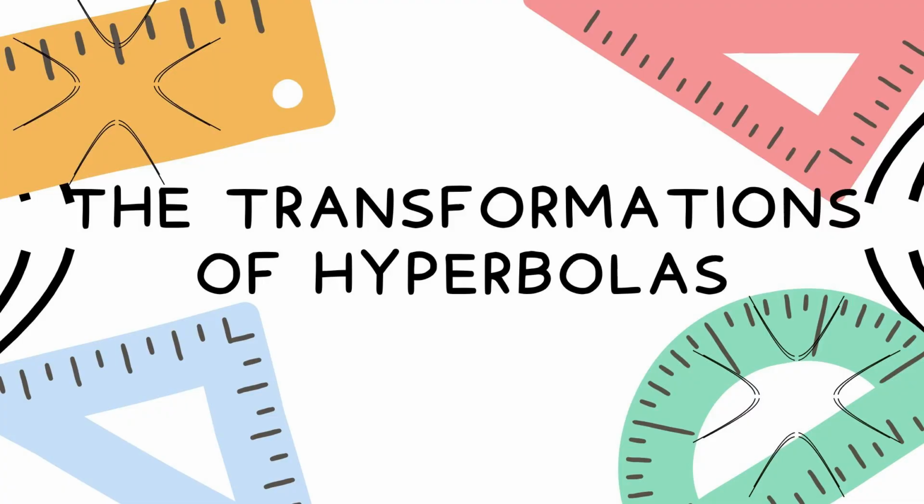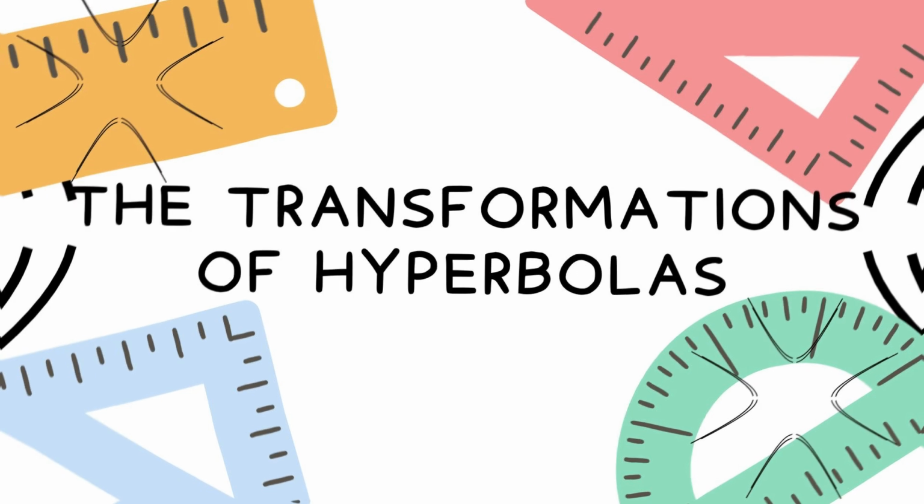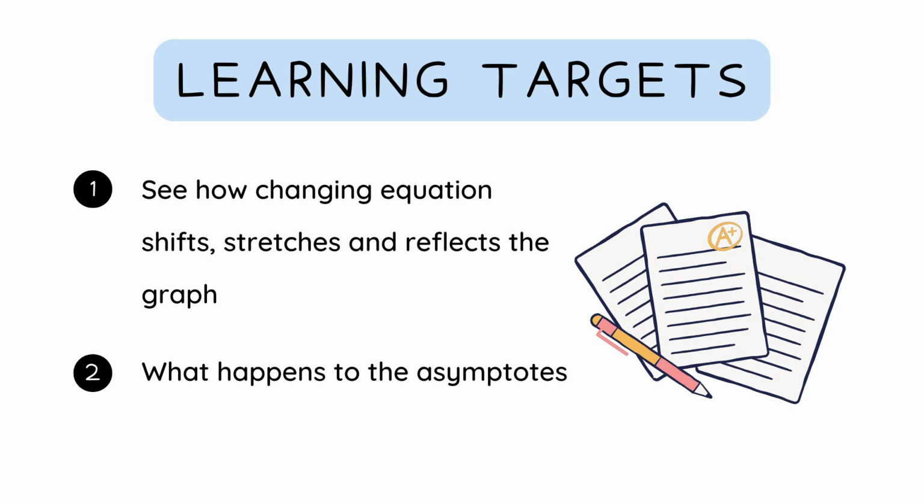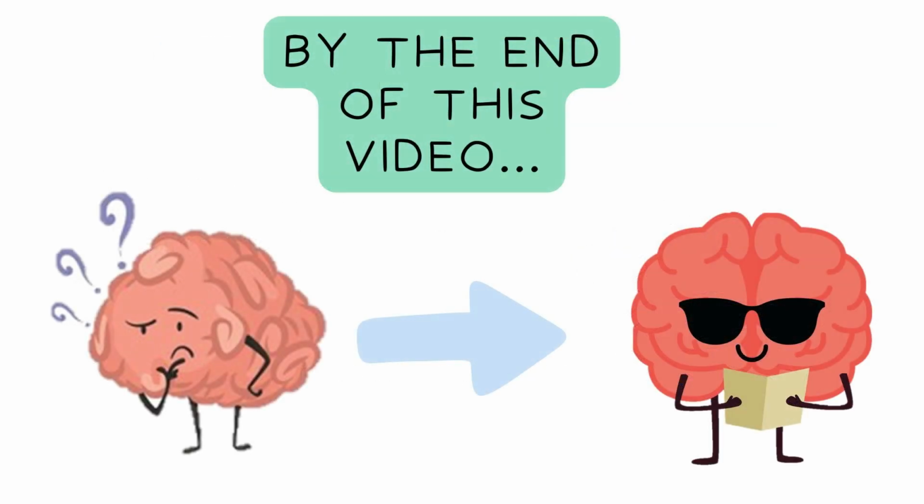Welcome back. In this video, we're diving into the transformations of hyperbolas, using the equation y equals 1 over x as our starting point. We'll explore how changing the equation shifts, stretches, and reflects the graph, and what happens to the asymptotes along the way. By the end of this video, you'll be able to sketch or recognize these transformations in any position or shape.